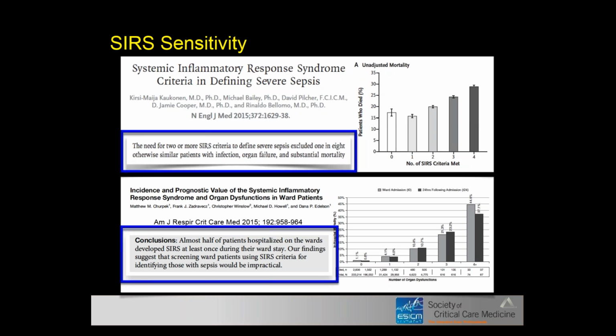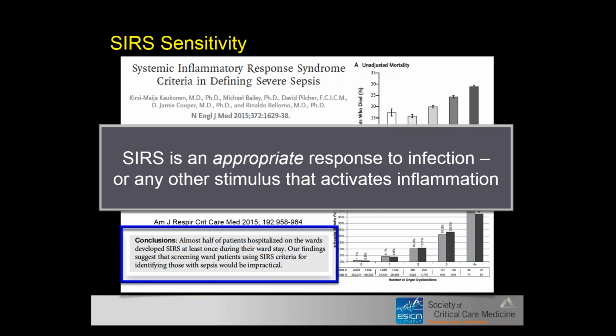A second study was conducted at the University of Chicago looking at floor patients. In this group, about half of the floor patients who were not critically ill still met criteria for both suspected infection and 2 or more SIRS criteria. So again, these patients might have been deemed septic when they were not, thus the need to move beyond the SIRS criteria. Indeed, SIRS is an appropriate response to infection or any other stimulus that activates inflammation, but it may not be appropriate to identify patients with sepsis.